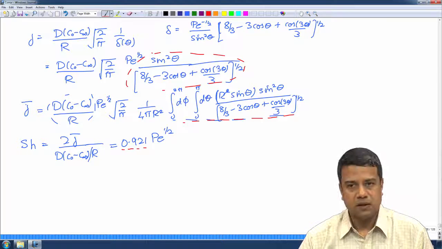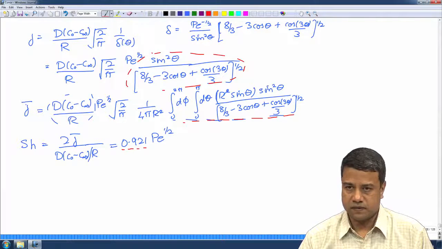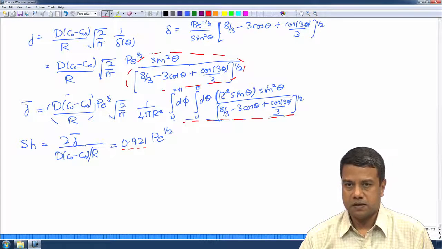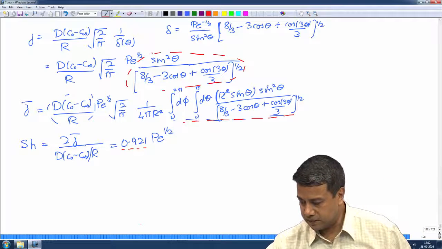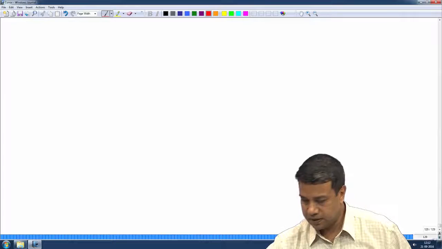So, no slip conditions: Peclet number to the 1/3 for the flux, Peclet number to the minus 1/3 for the boundary layer thickness. Slip condition: Peclet number to the plus half for the flux, Peclet number to the minus half for the boundary layer thickness. Why is that?